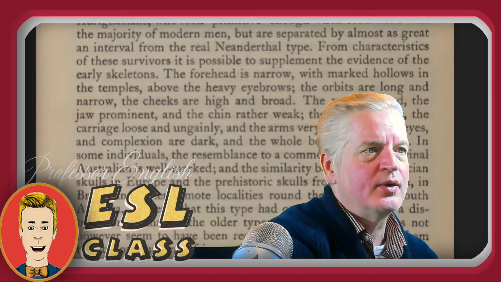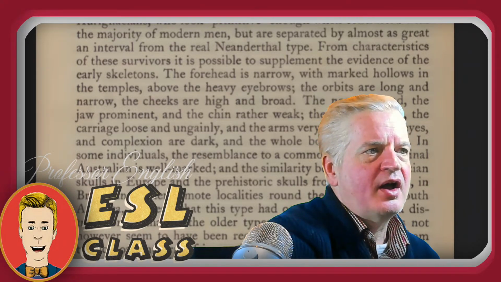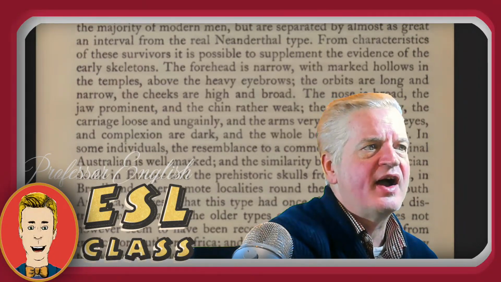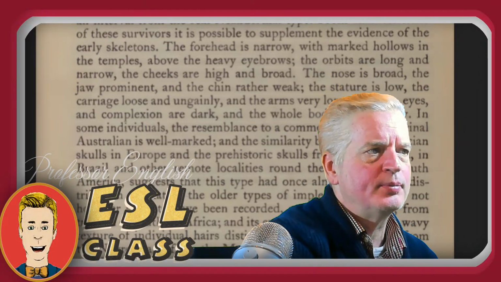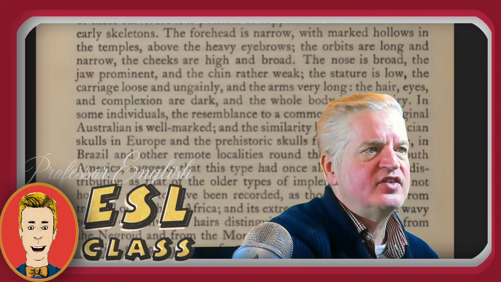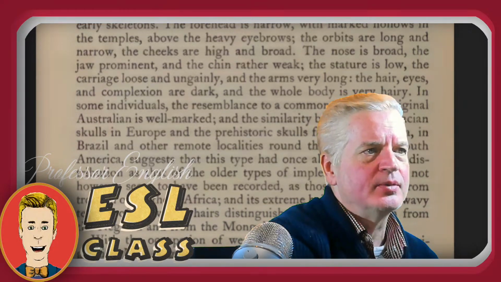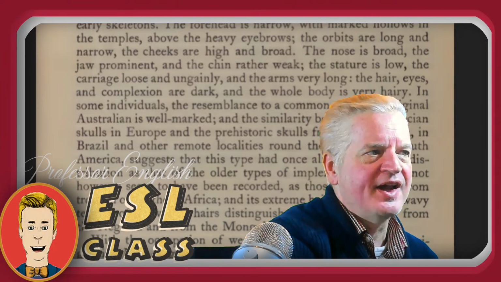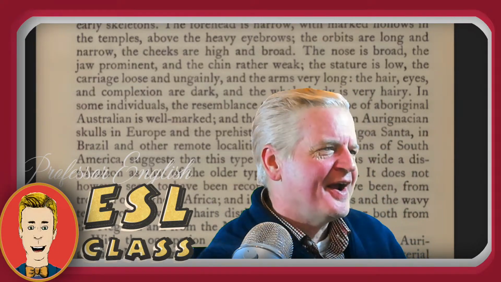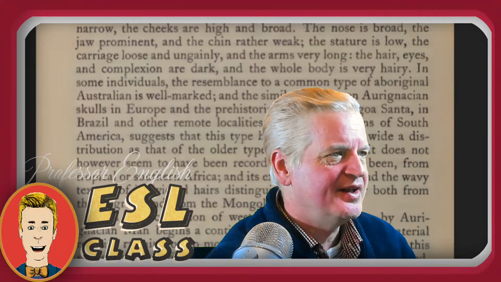The forehead is narrow with marked hollows in the temples. Above the heavy eyebrows, the orbits are long and narrow. The cheeks are high and broad. The nose is broad. The jaw prominent. The chin rather weak. The stature is low. The carriage loose and ungainly. The arms very long. The hair, eyes, and complexion are dark. The whole body is very hairy.